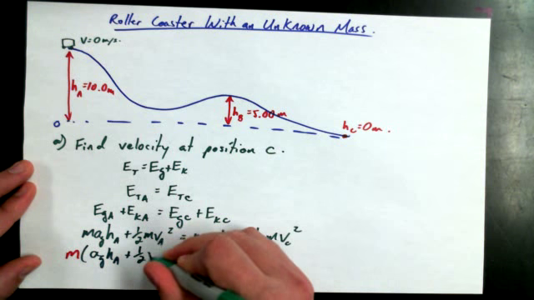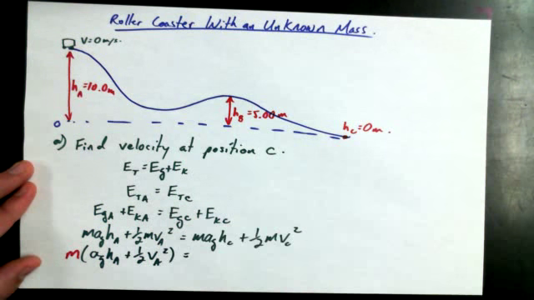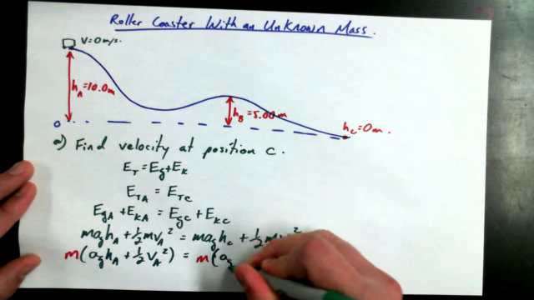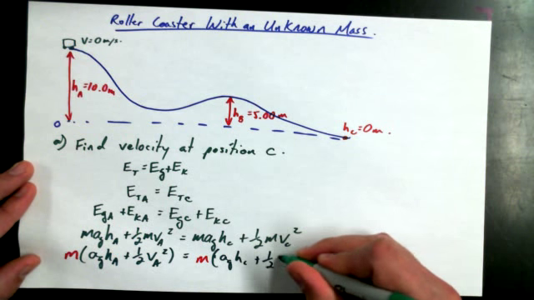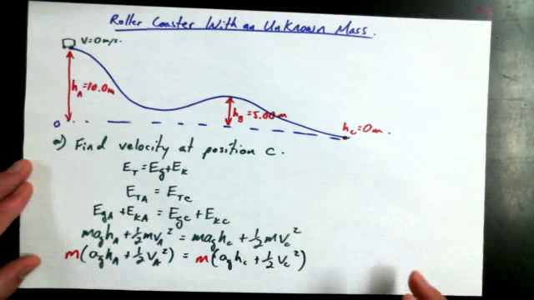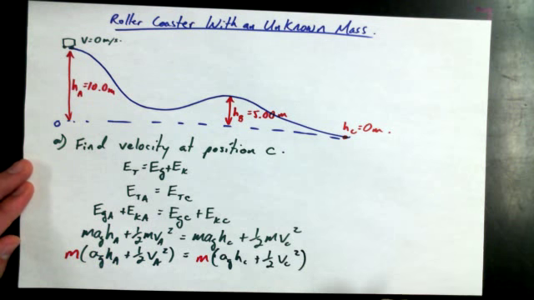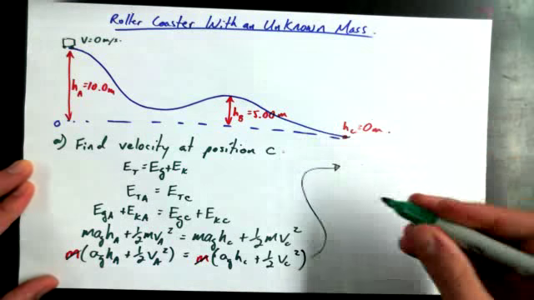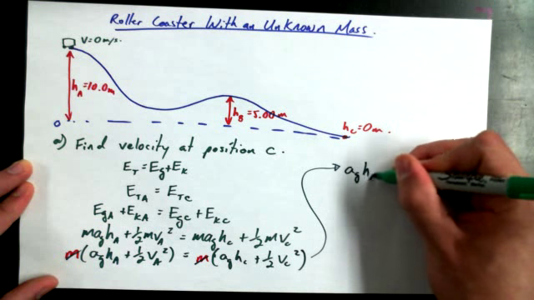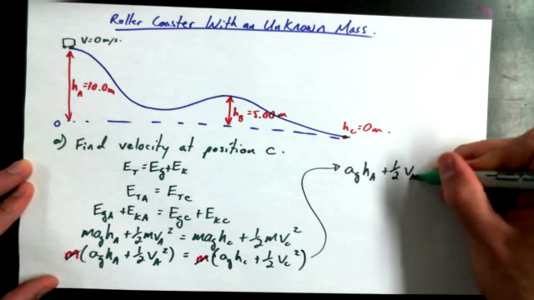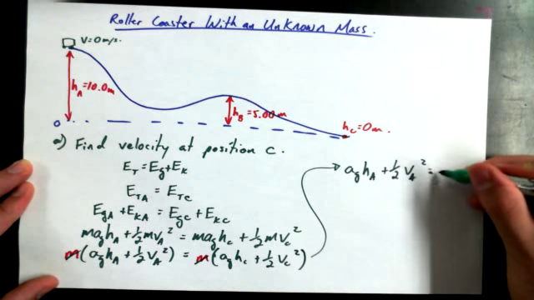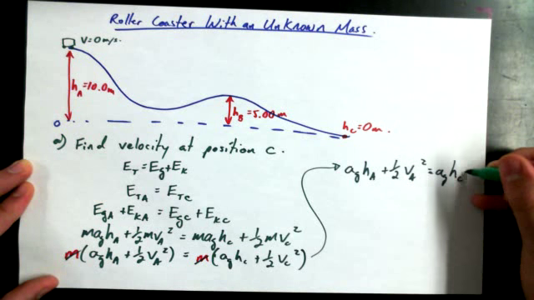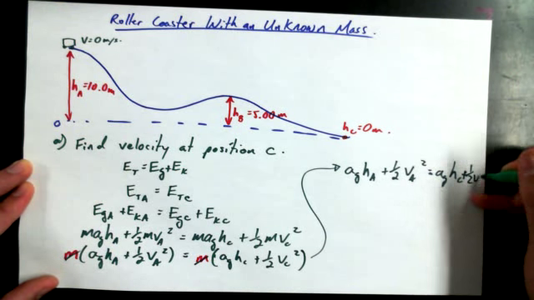plus 1/2 VA squared. And I could put mass out front, likewise, on the right-hand side of this equation of acceleration g times height at position C plus 1/2 VC squared. What can I do at this point to make the masses disappear? Yeah, divide by m. Divide both sides by m. And these m's cancel out. And so I could come up with a new formula. Acceleration due to gravity times height A plus 1/2 VA squared equals acceleration due to gravity times height C plus 1/2 VC squared.